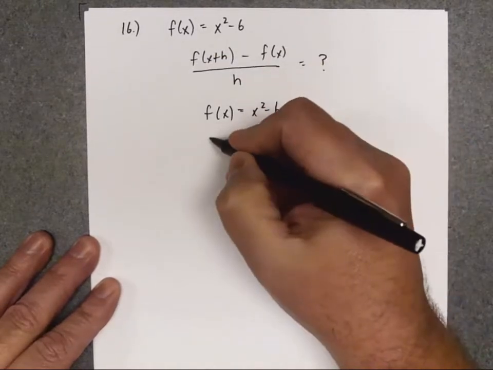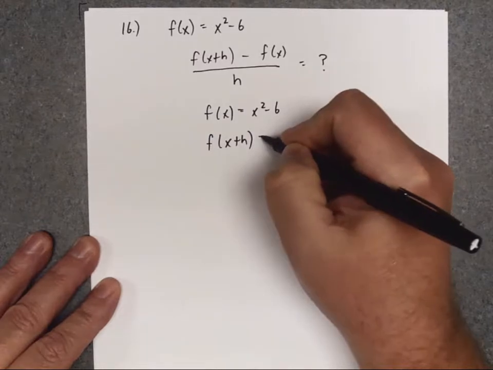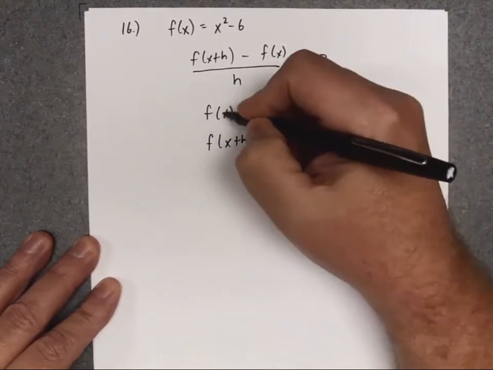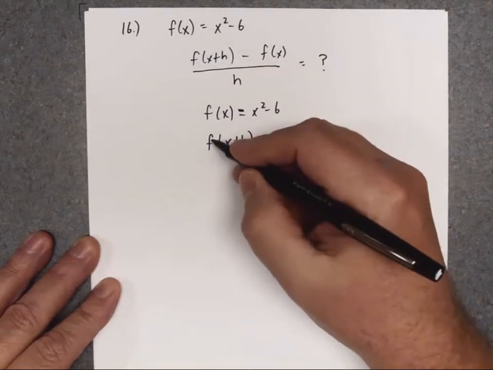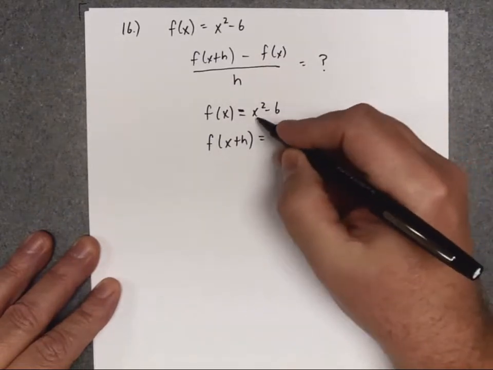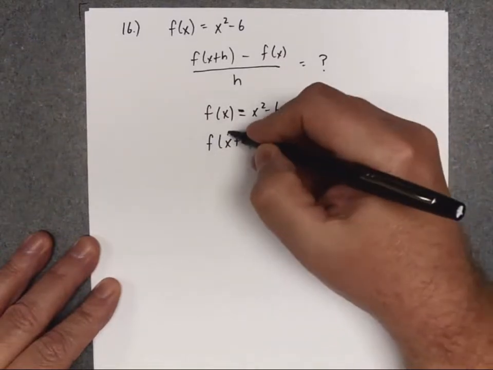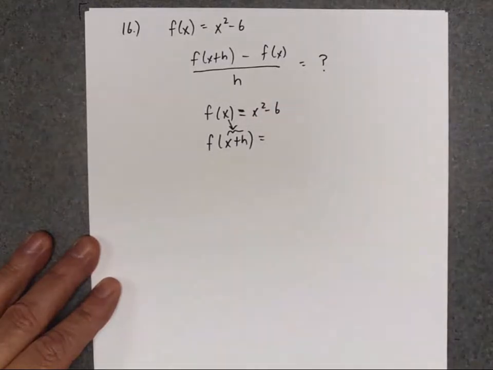Let's look at this first part. Let's figure out what f of x plus h is going to equal. What this means is go get the f function, and every place you have an x, you replace it with x plus h.